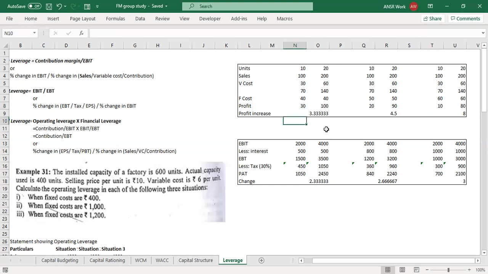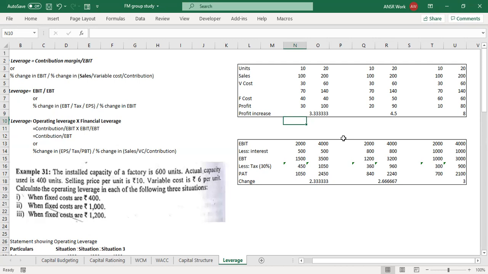Now, let's actually calculate that. Let's do 70 divided by 30. That comes to 2.3333. Now, what does that mean? If you increase sales by 1, your EBIT will increase by 2.33. Now, you just have to remember that here the fixed cost has a bigger picture, and in order to calculate, you just take the item above it divided by the item below it. So contribution divided by EBIT.